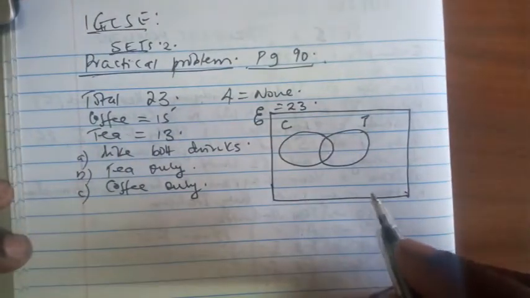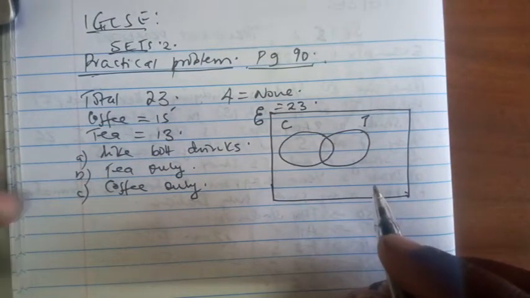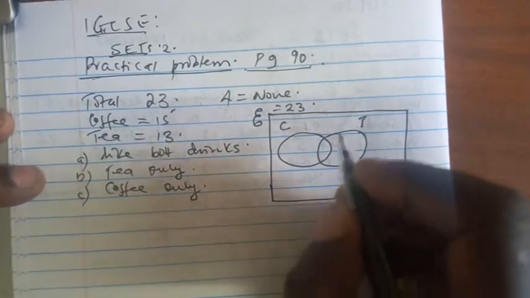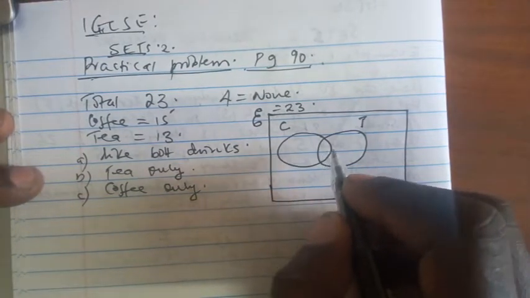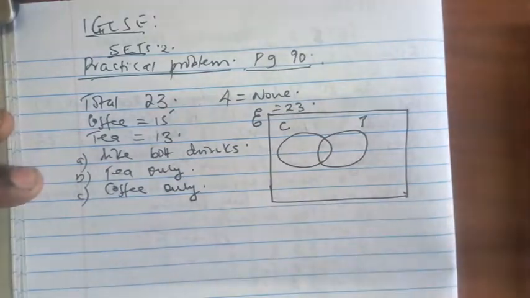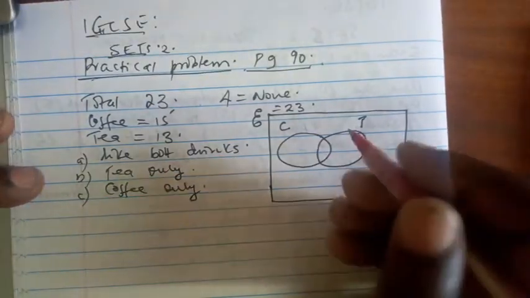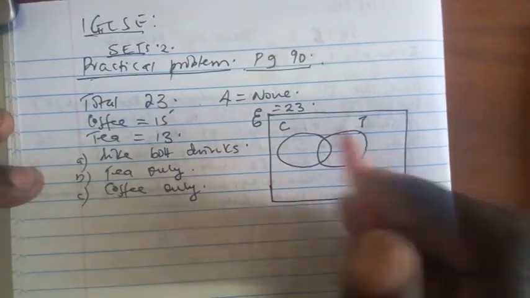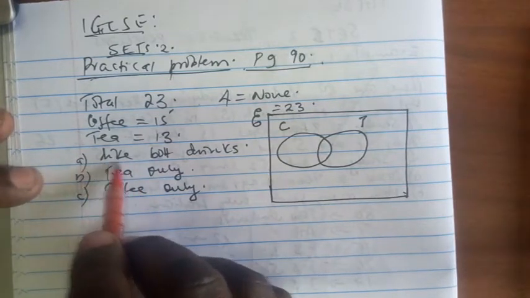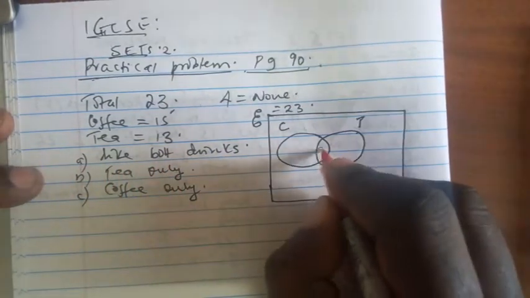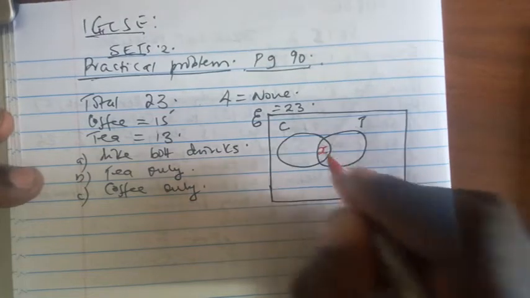Anytime you're trying to express information in a Venn diagram, please make sure you start from the intersection point. Incidentally, in this question, we are not told how many like both. In fact, that is the question. So we put X there.